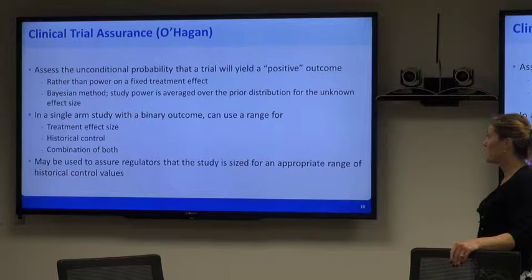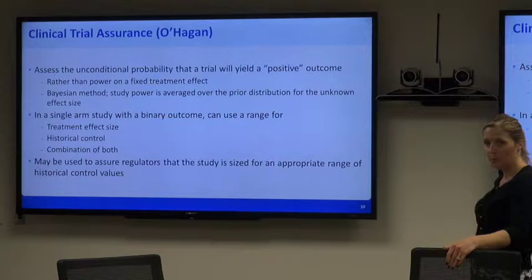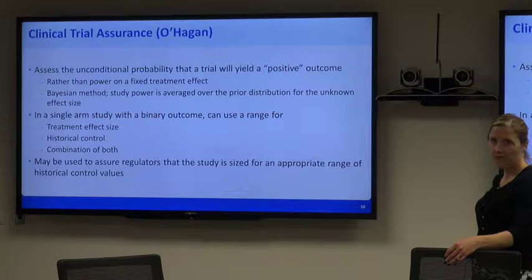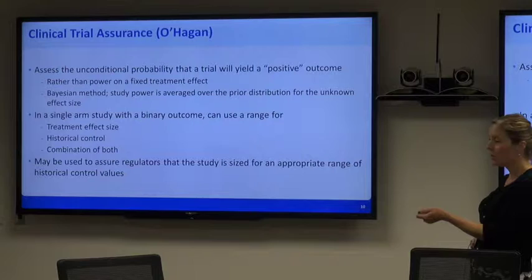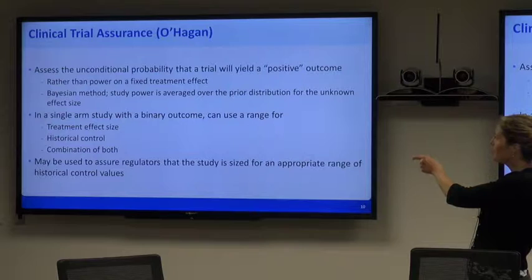So when you do this, while you may not be able to necessarily write this type of design into the study protocol, you could use it to assure regulators that your study is sized appropriately, right? That even though you wrote in the protocol that you were sizing this study based on the point estimate of your historical control, in practice, when you look under the hood, you are able to detect a certain range of outcomes that may make the regulators feel comfortable with how you've designed the study.